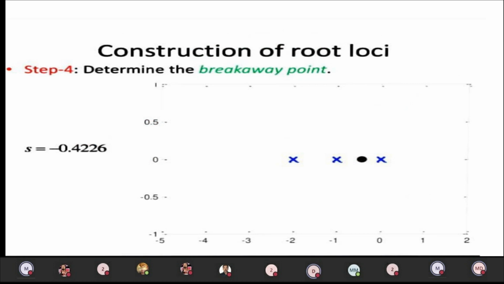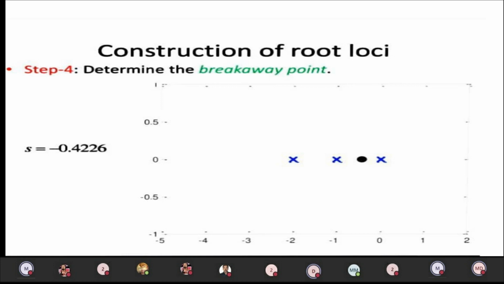Okay, so that is to determine the angle of departure and angle of arrival. Whenever you have complex poles in the transfer function, then you have an angle of departure. Whenever you have complex zeros, then you have an angle of arrival. But in this problem, there are no complex poles or complex zeros. Therefore, no angle of departure and angle of arrival will be determined. Okay, so the next and last step is to determine the imaginary axis crossing point.